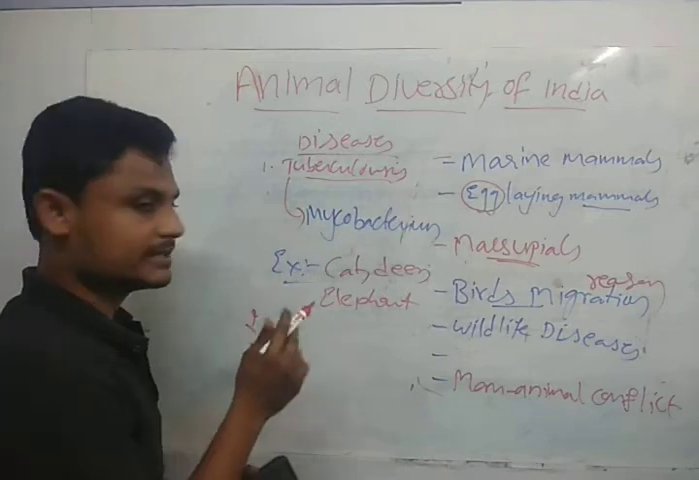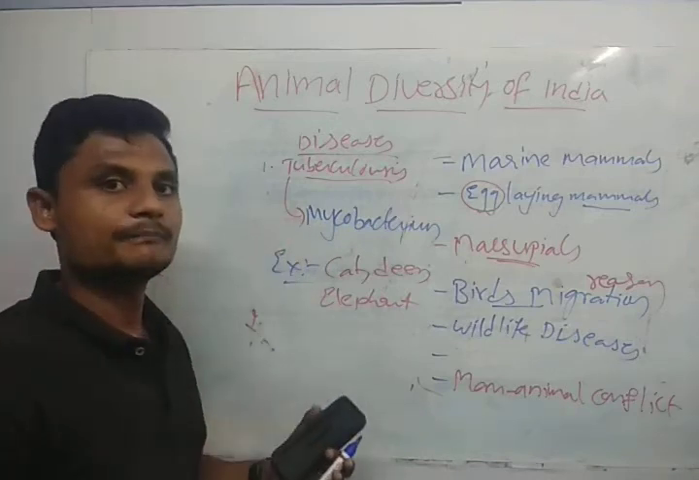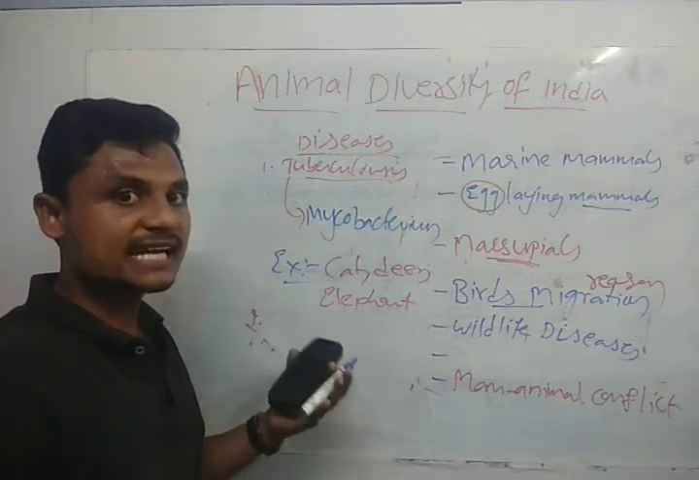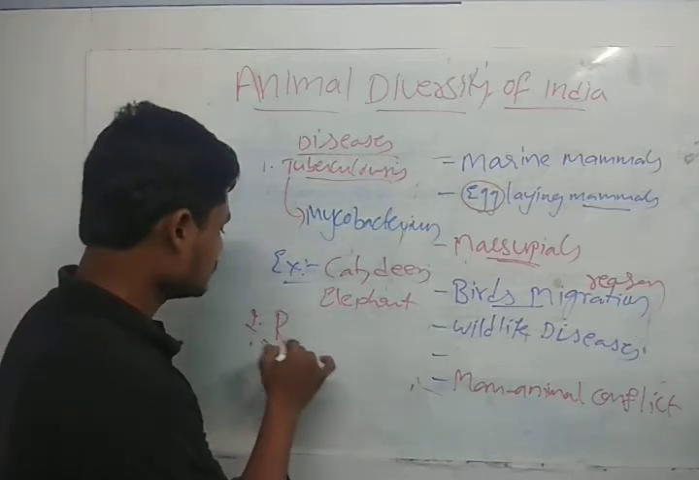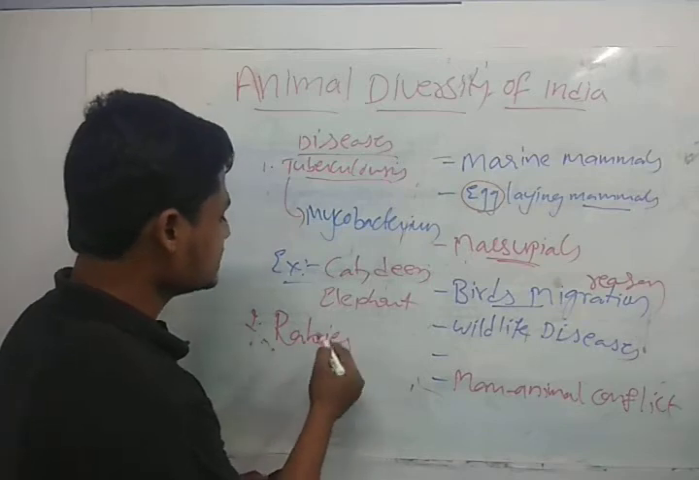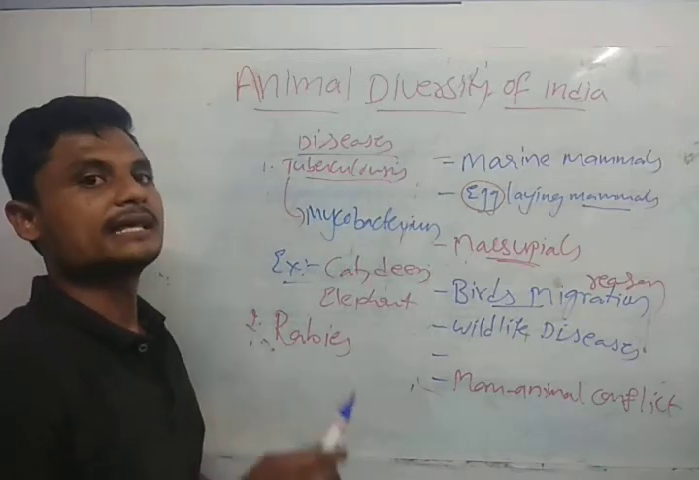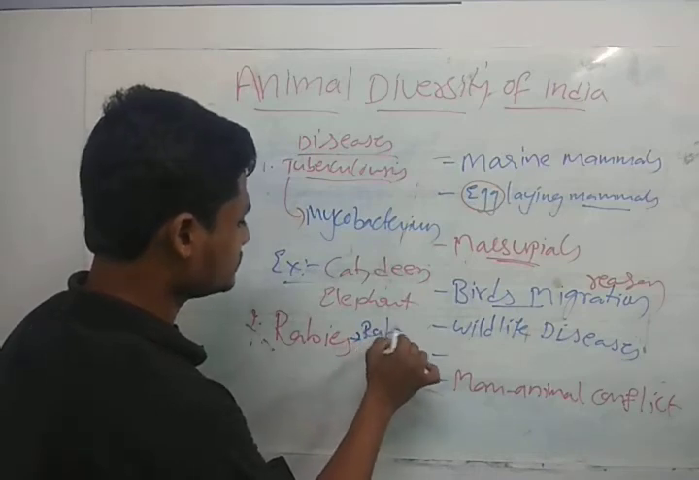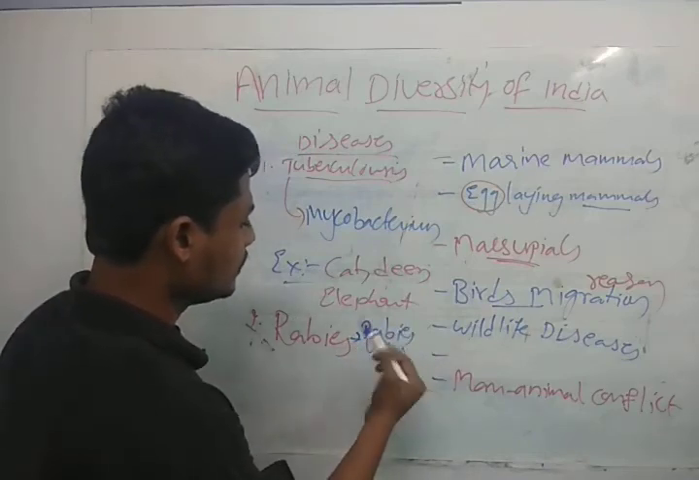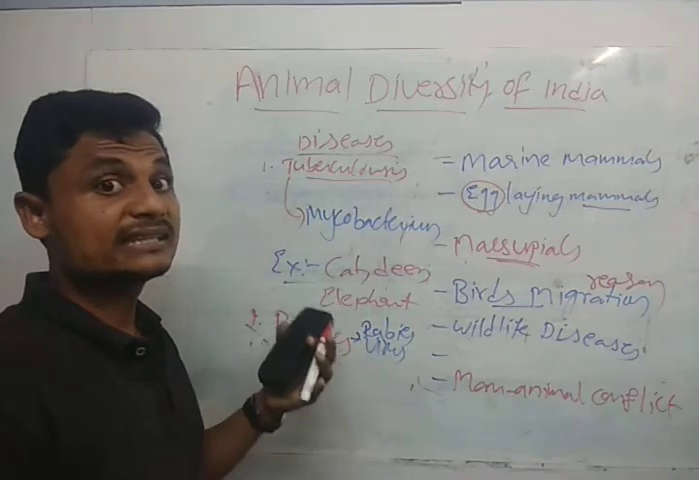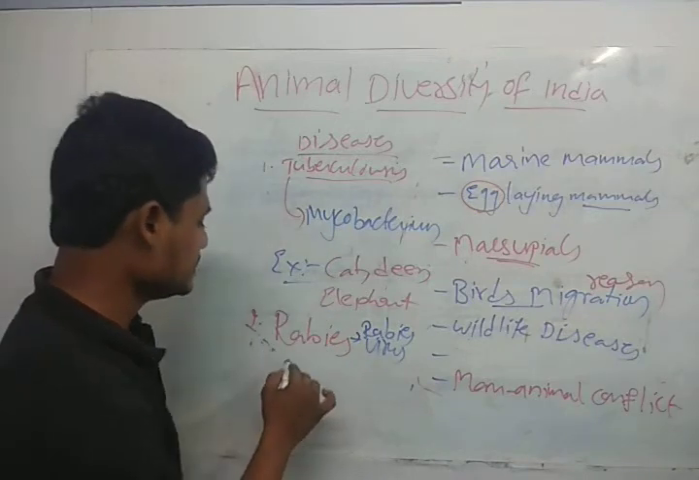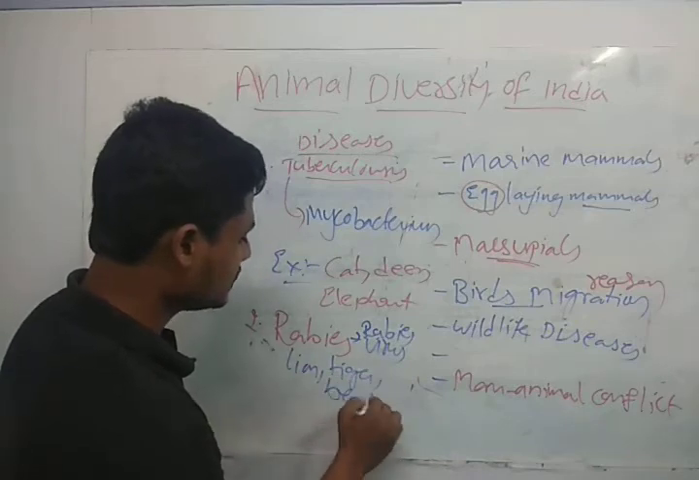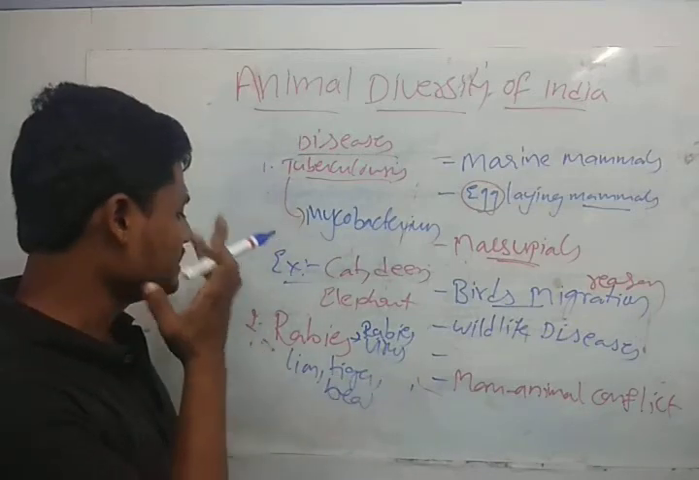And the second one, if I take, the second disease we have is rabies. If we take rabies, it is caused by the rabies virus only, guys. The susceptible animals we see are lion, tiger, and bear. These are the susceptible animals for rabies.